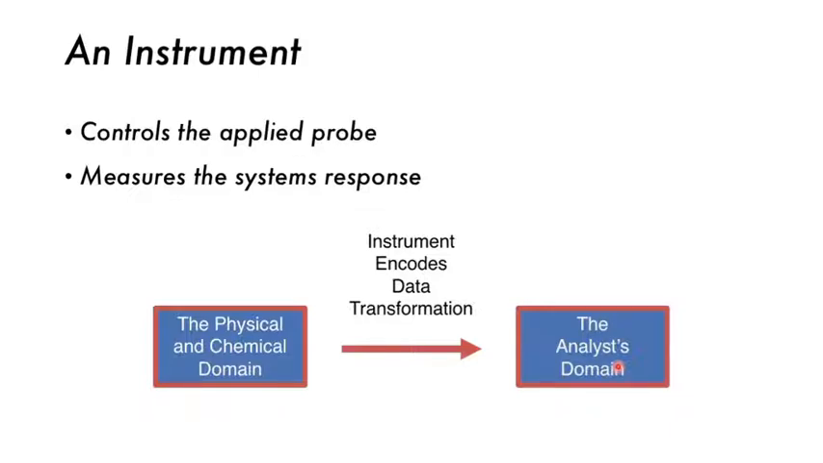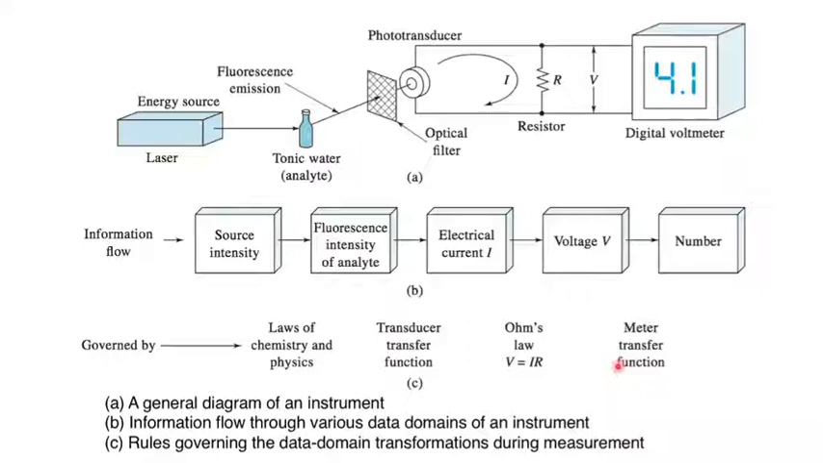Yes, Jamin? Sir, a while ago, you mentioned that there would be a laser that passes through a tonic water, right? Would the laser be an instrument or a probe? Probe. So what would be the instrument in that case? The whole thing. Going from the probe, the laser, through the analyte, through the electrical current, through to the readout that we obtain. The instrument is the overarching term for all of that. It's like the whole system.